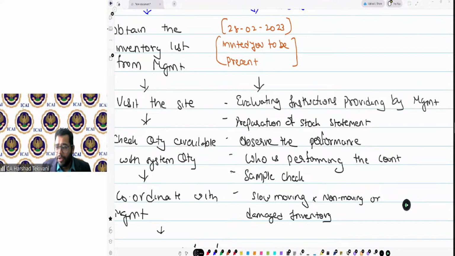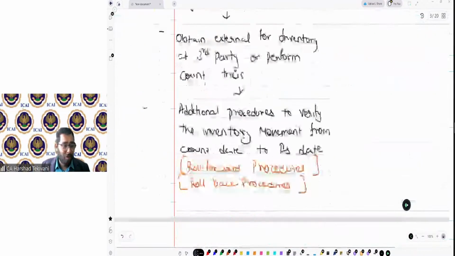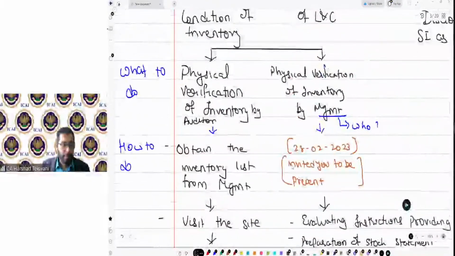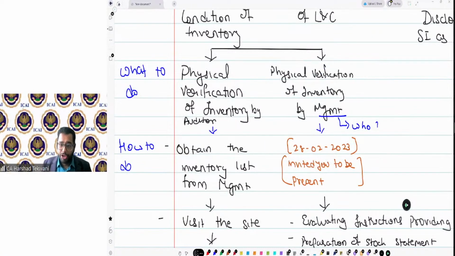If you see the preparation of the stock statement, observance of the performance, sample check, slow moving, non moving, damage, everything, that is sufficient and that's a requirement of SA. Trust me, this is a requirement of SA. I'm not talking about something additional. Whatever we have discussed is written in the standard also. That's pretty logical, what you are required to do during the count, and that's what is written.